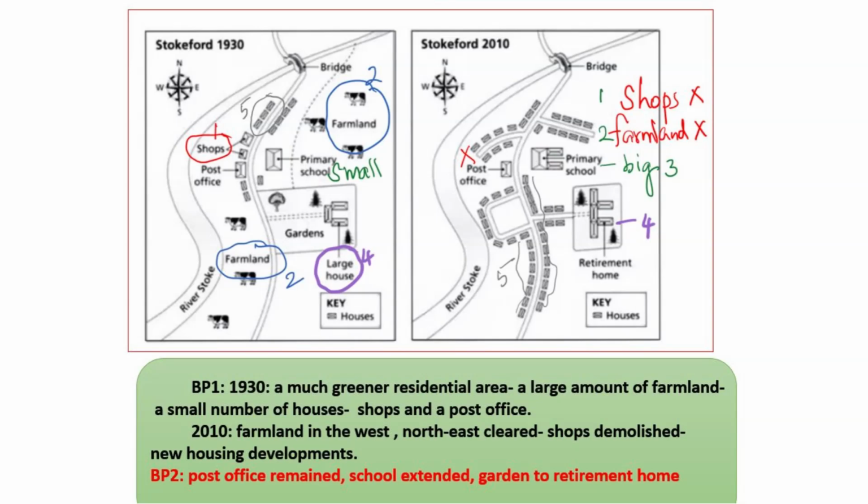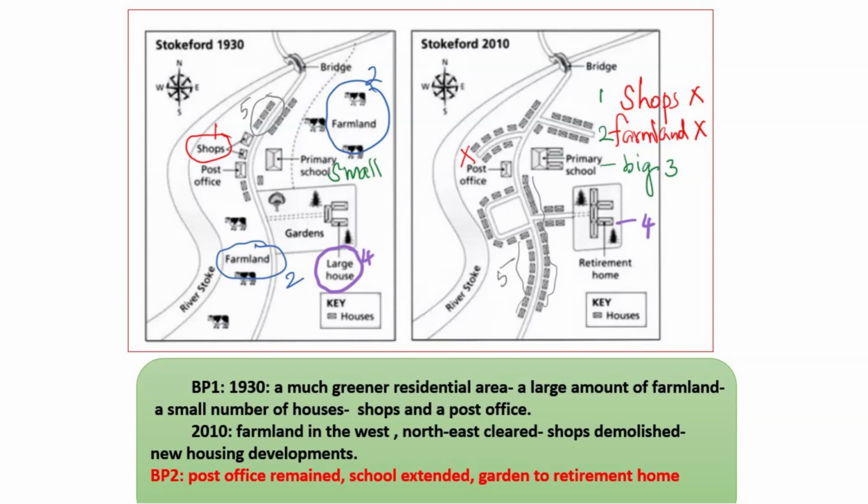In 1930 it was a much greener residential area and there was a lot of farmland. It was basically a village based on agriculture. There were a number of small houses, a little bit of shops here and there, and a post office. So what happened in 2010? In 2010, the farmlands in the west and in the south were all cleared and the houses multiplied. So many houses came up. The number of houses increased and the shops were demolished and all new housing came. So this is paragraph number one.